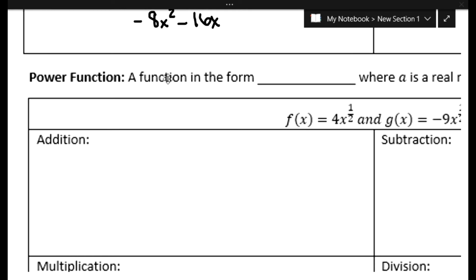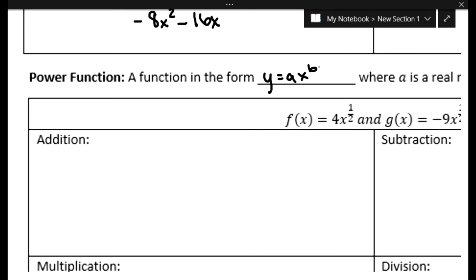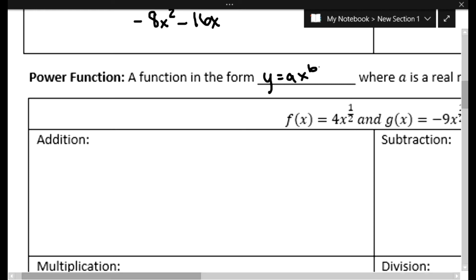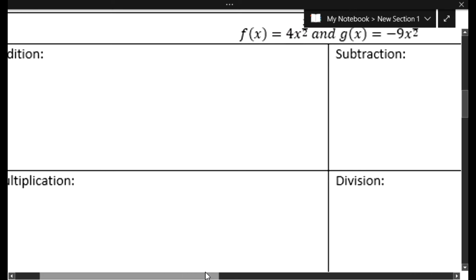All right, a power function looks like y equals a times x to the power of b, where a is a real number, so positive, negative, rational, or irrational, and b is a rational number, meaning it's a whole number or a fraction. We're going to use fractional exponents right now. So I want you to try these ones on your own.